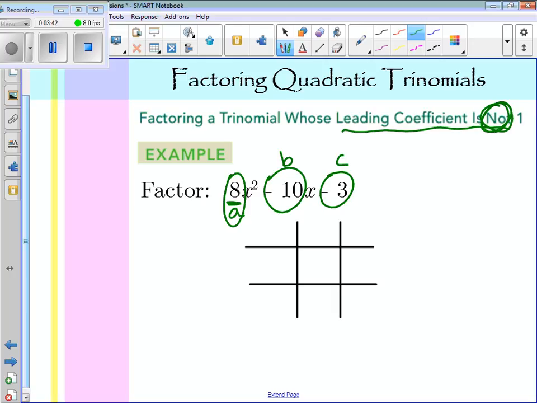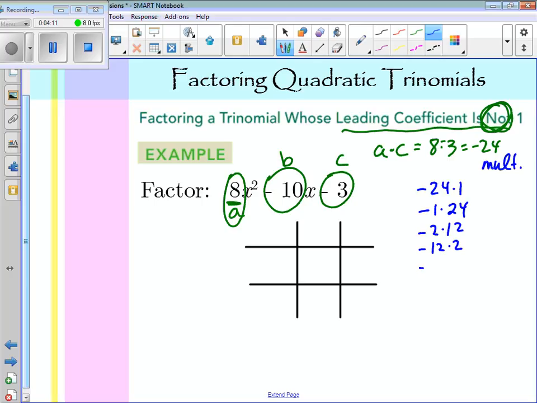First thing you do is a times c. So 8 times negative 3, negative 24. And you're still going to do now, instead of just c, what adds up to b is what two numbers multiply to negative 24 that will also add up to negative 10. So again, let's go through. You have negative 24 and 1, negative 1 and 24, negative 2 and 12, negative 12 and 2, negative 6 and 4, negative 4 and 6. Do any of these pairs of numbers add up to negative 10? So we're looking for negative 10. And looks like right here, negative 12 and 2.